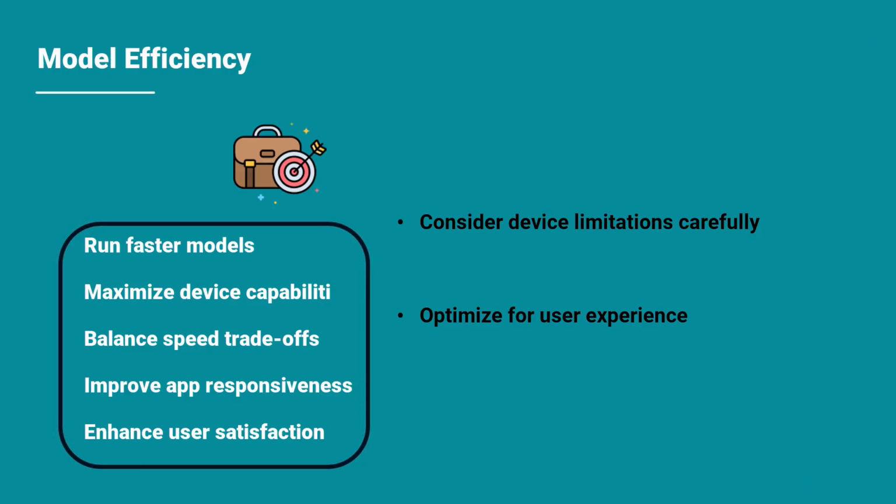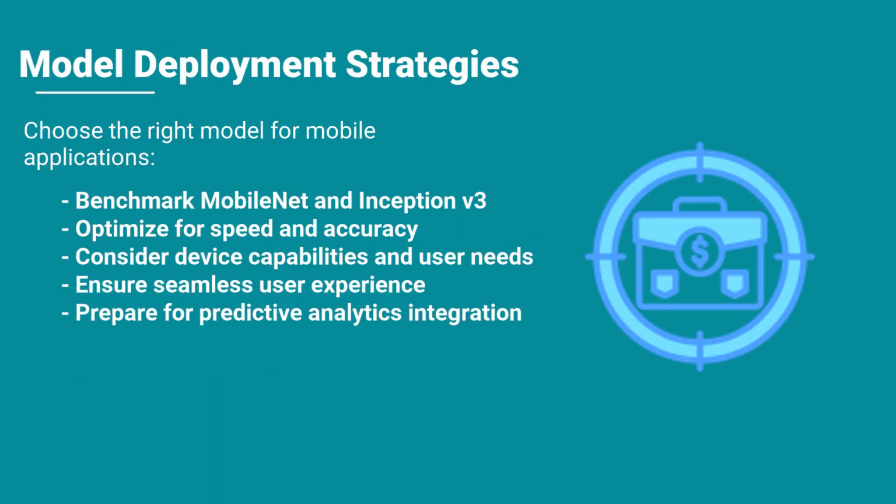As developers, we need to be mindful of these hardware limitations when designing applications. If your model's processing time exceeds acceptable limits, it will likely frustrate users, leading to potential app abandonment. In conclusion, effective model deployment on mobile devices relies on thoughtful selection between Mobilenet and Inception v3 based on speed, accuracy, and device capabilities. So far, we've covered how to benchmark, retrain, and optimize Mobilenet models for mobile deployment.